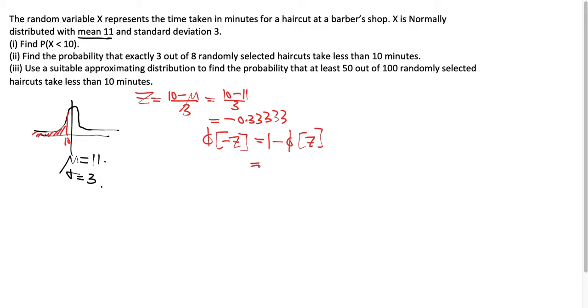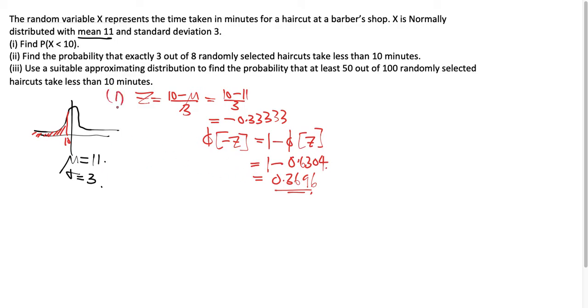Find the phi for negative z, which is equal to 1 minus phi for z. So 1 minus 0.6304, and it is 0.3696. The value that I got here is 0.6304, and the area is to the left. So what you have to do is minus it from 1, because they're using MF19, where, as we know, the area is on the left. So that's the answer for the first one.